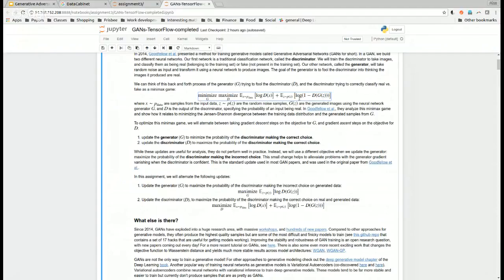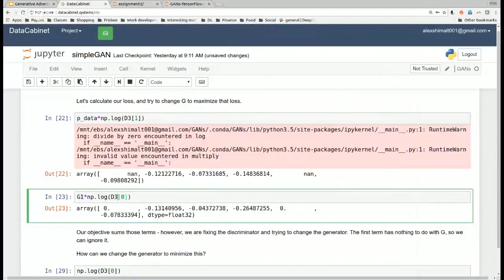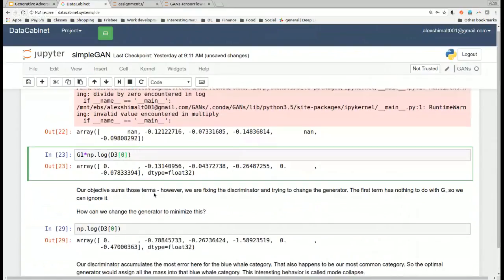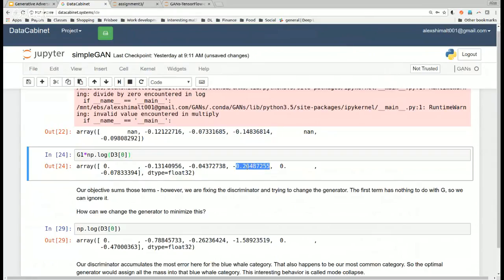So all we have to worry about is this generated loss term, which is going to be P of generated times log of the probability that the discriminator classified as fake. Okay, so we evaluate this, and we have this generated loss. The question is, how do we change this discriminator to minimize this loss the most? And we can see that the worst term here is this minus 0.26, and this represents the blue whales term.